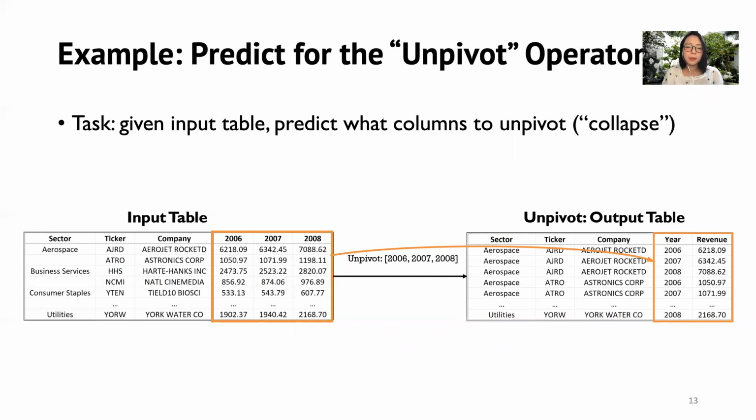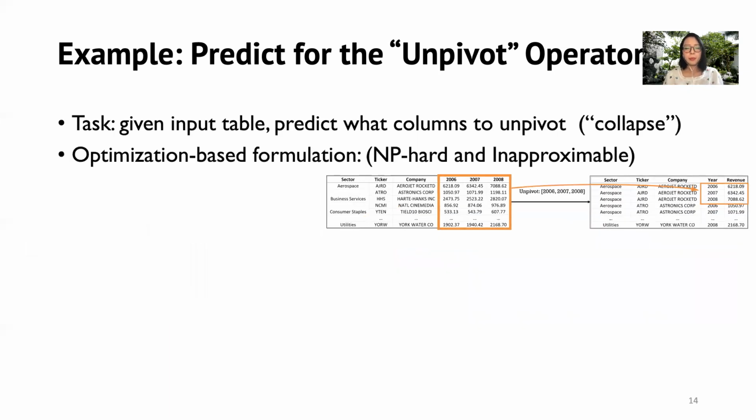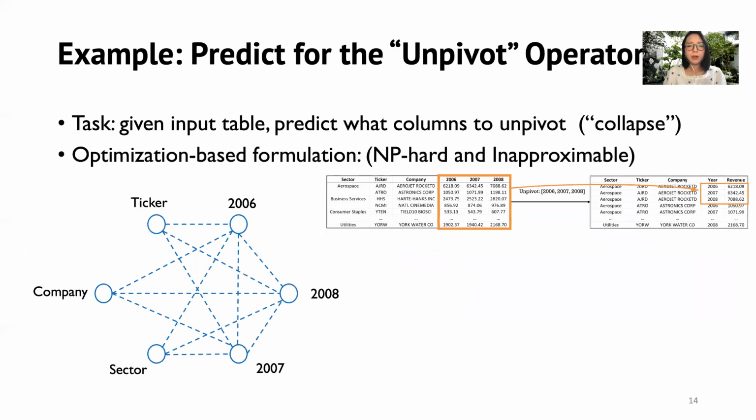In this example, we can predict that the best choice to unpivot is these 3-year columns, because intuitively, these 3 columns are highly similar to each other, so they can be collapsed into one column. I want to mention that this predictive task of unpivot has not been studied before. We formulate the predictive problem using an optimization-based method. At a high level, we build a graph where each node corresponds to a column in the original table.